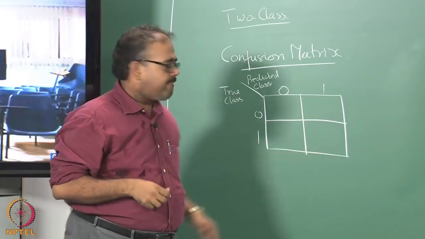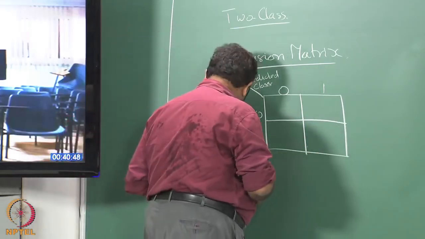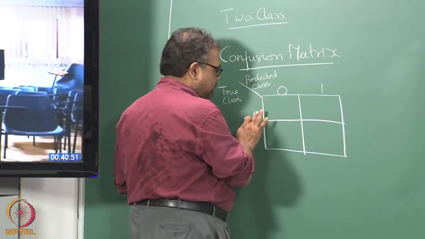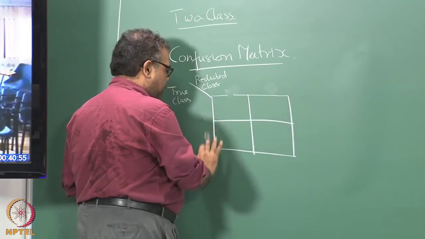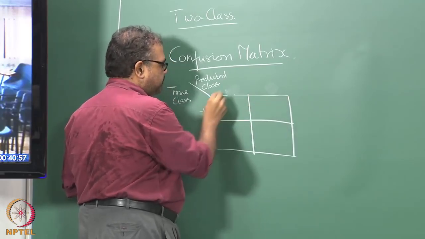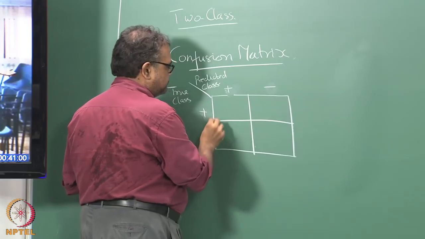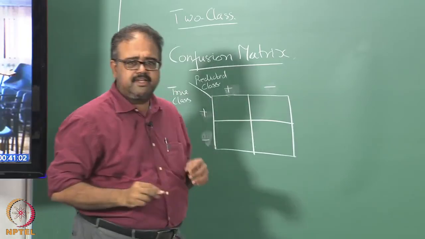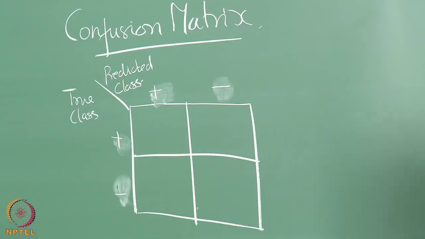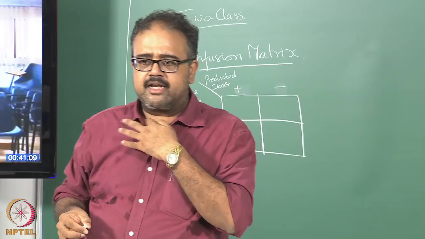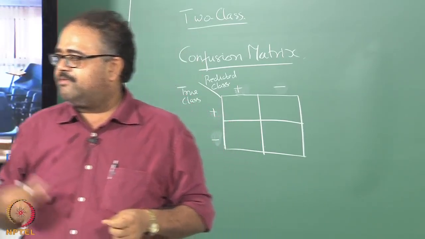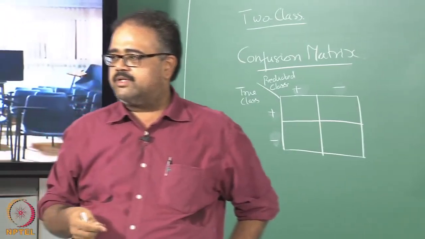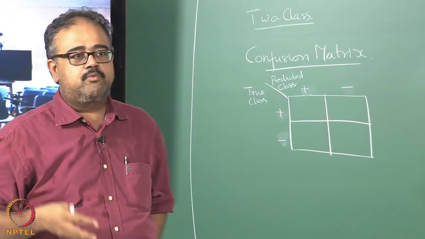Okay, I am going to change this slightly. Instead of calling them 0 and 1 as we have done so far, I am going to call them positive and negative. It makes it a little easier for me. So what is a positive class? Typically the class of interest to us. What we denote as negative class is the class that we do not want.